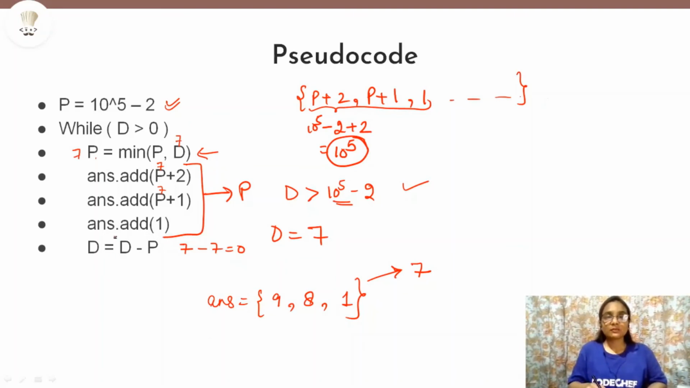What will be the time complexity of this problem? The way we have solved our problem, we know that we need to keep d divided by p segments of p plus 2, p plus 1, comma 1.